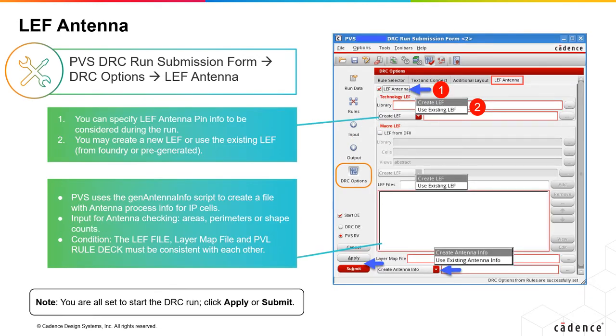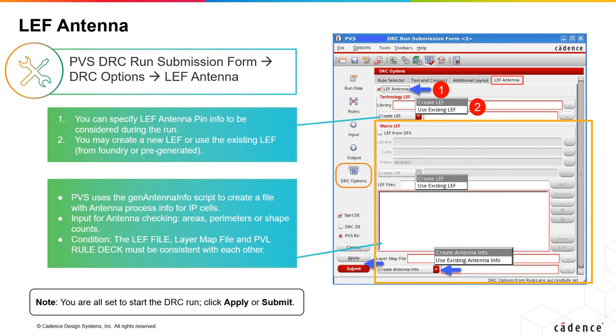In the LEF Antenna tab, you can specify LEF Antenna pin information to be considered during the PVS DRC run. Select the LEF Antenna checkbox to activate the fields of the form. Use the Technology LEF section to create a new LEF or use the existing LEF from Foundry or a pre-generated one. Use the Macro LEF section to use the LEF file from DF2, enter the layer map file and to create the antenna information file using the information provided in the form or to use existing antenna info.